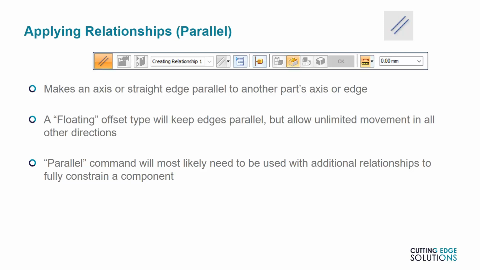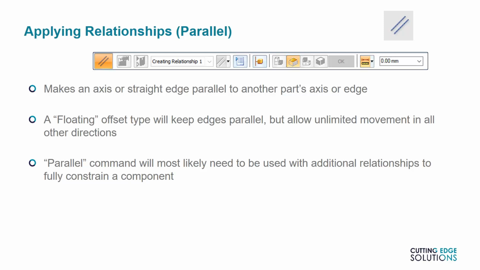If you need to make different axes or straight edges point in the same direction, but not necessarily align with each other, then Parallel is a useful relationship. You can think of it as an axial align, but with an offset or range involved. With a floating offset, it means that positioning the edges of nuts and screws is much easier. They can be quickly aligned in the same direction as an edge of the part that they're constrained to.